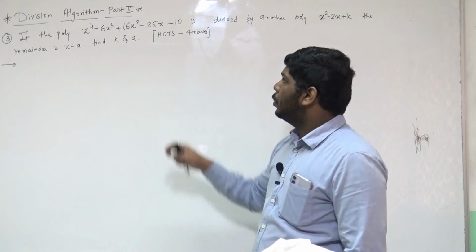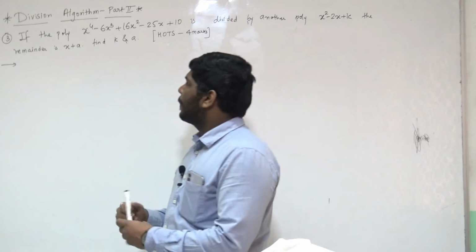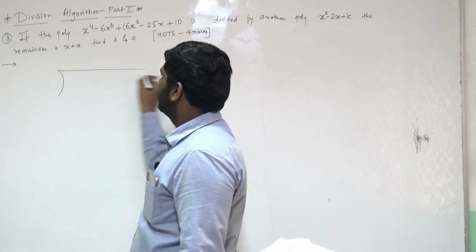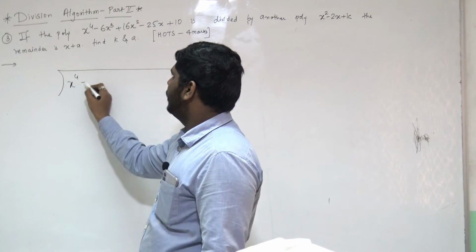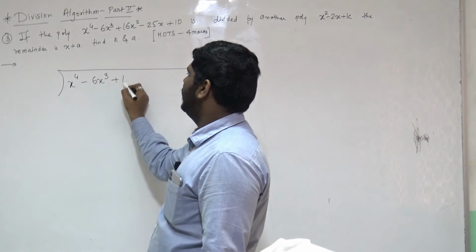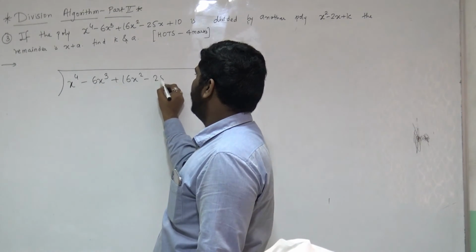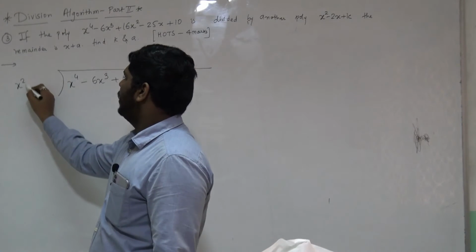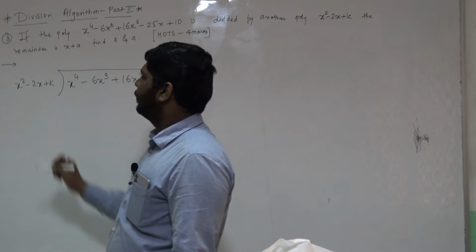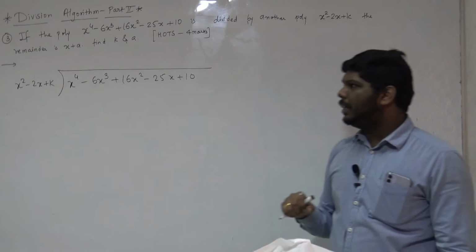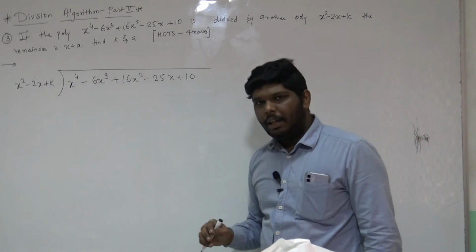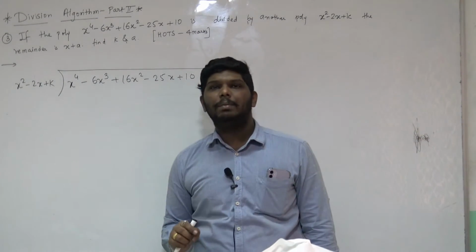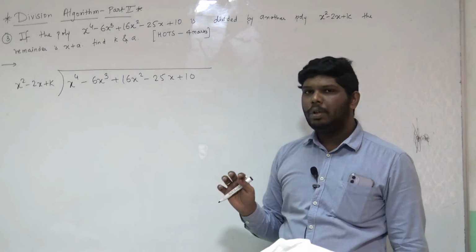So your dividend will be x raised to 4 minus 6x cube plus 16x square minus 25x plus 10, and it is divided by x square minus 2x plus k. Now in this case of division, you have to go slowly because there are high chances of doing some silly mistakes. So slowly we are going to solve it.